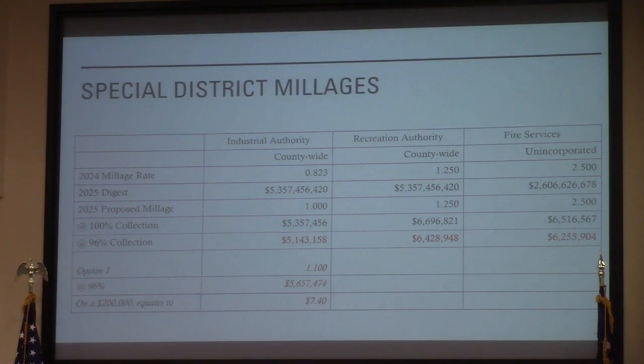For the recreation authority, that has traditionally been set at 1.25, which is the minimum under that enabling legislation. That'll generate $6.4 million at 96% collection. Fire services is done from the unincorporated digest, which is $2.6 billion. To set that at 2.5 at 96% collection generates $6.2 million in revenue for that fund.